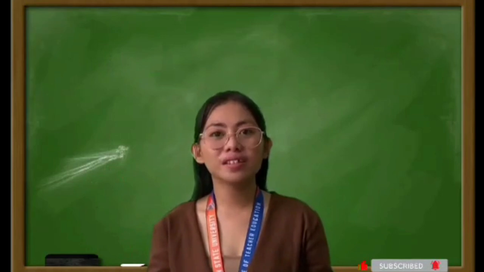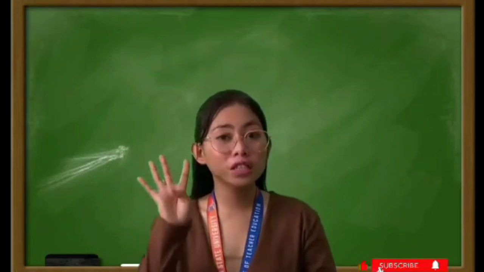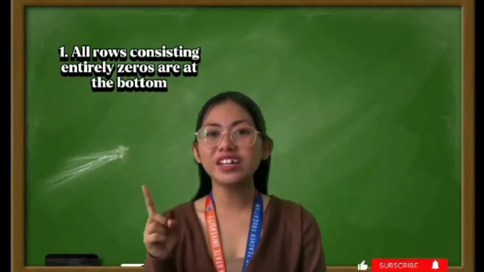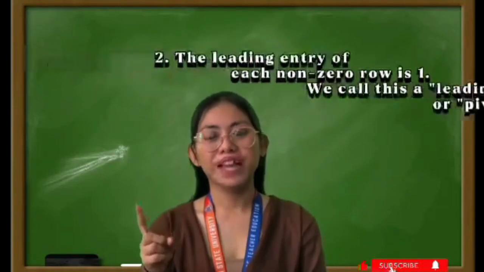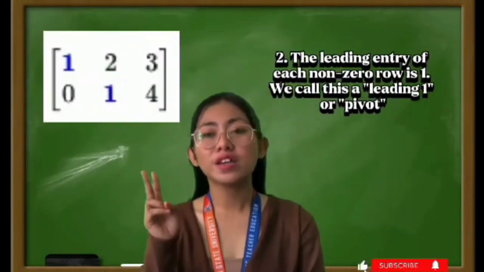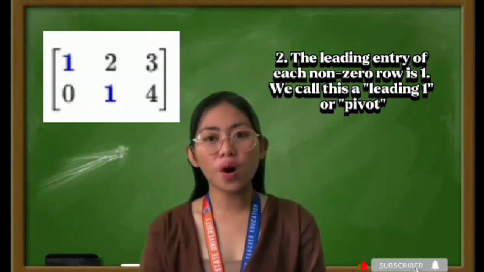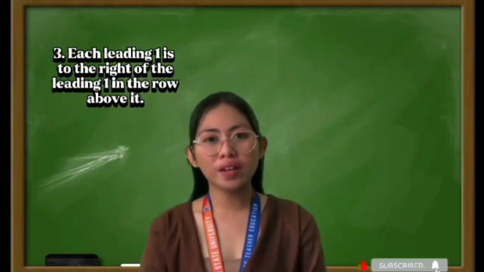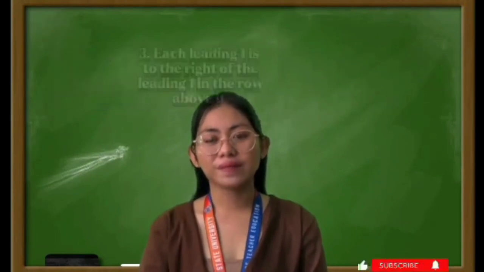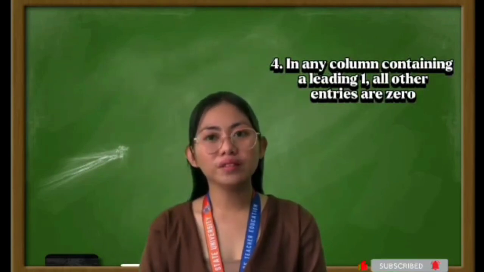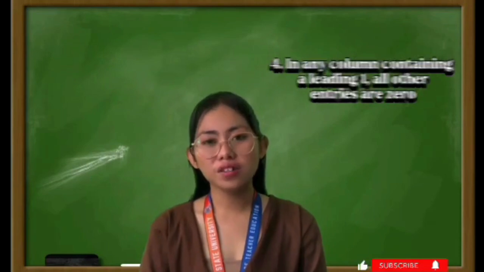Well, it's a matrix that satisfies these four conditions. First, all rows consisting entirely of zeros are at the bottom. Second, the leading entry of each non-zero row is 1. We call this a leading one or pivot. Third, each leading one is to the right of the leading one in the row above it. And fourth, in any column containing a leading one, all other entries are 0.